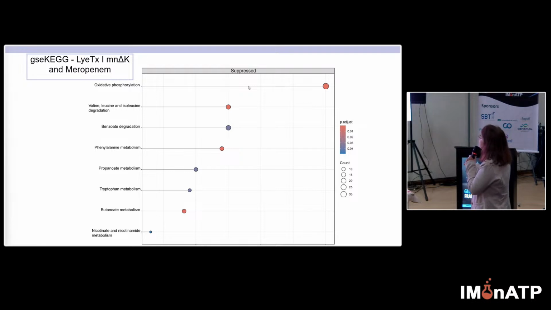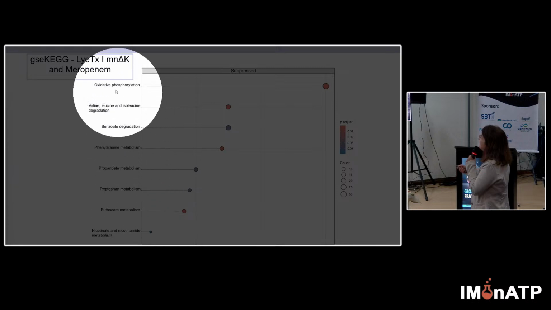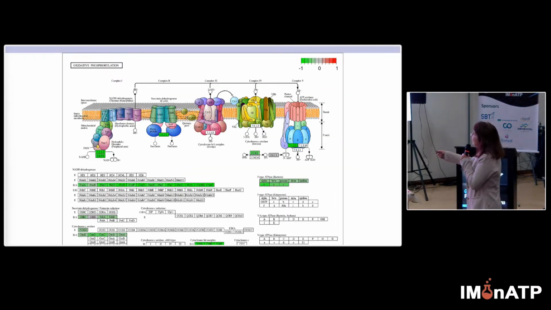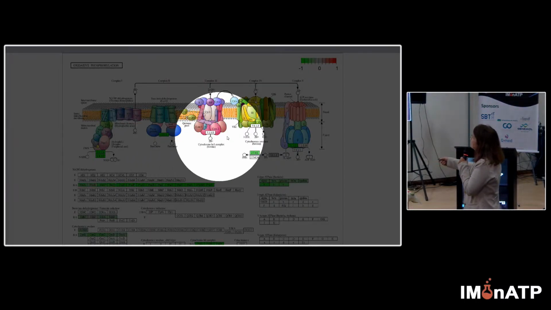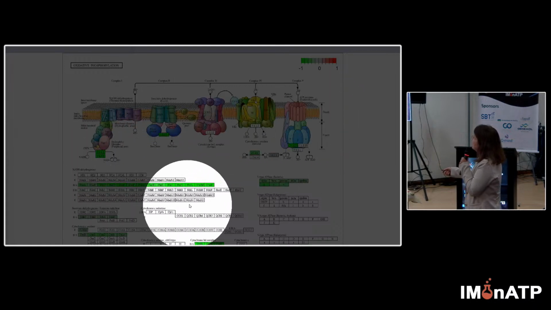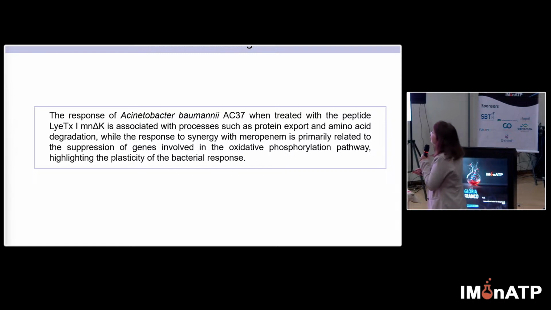We saw enrichment in processes that are downregulated. And they are also related to amino acids metabolism, but also oxidative phosphorylation. We only saw oxidative phosphorylation downregulated when we treated with the two drugs. And that's very interesting. All the complexes of the electron transport chain are affected and downregulated in the meropenem and the synergism. And then, I think this is the end.